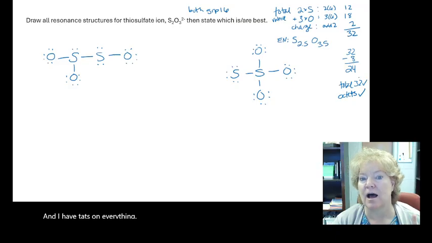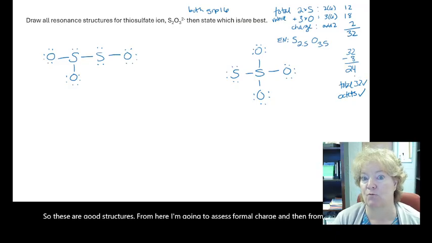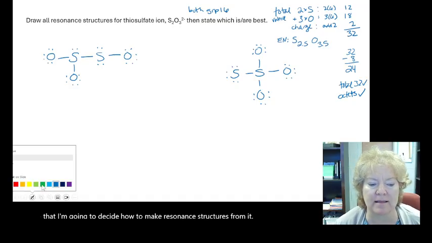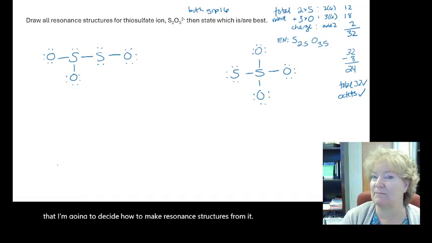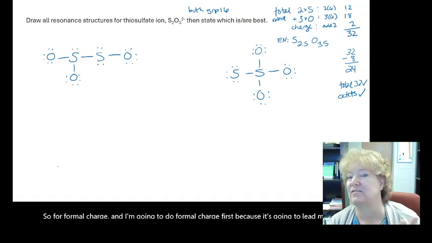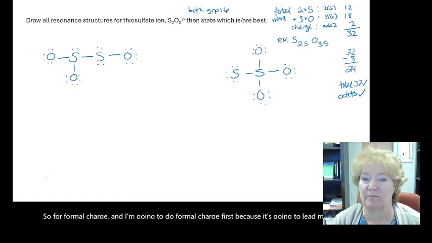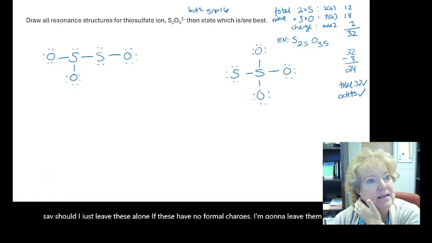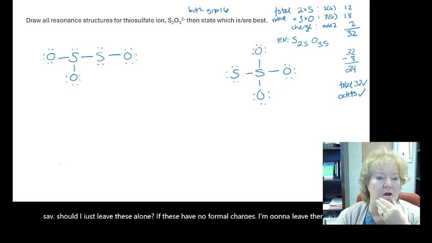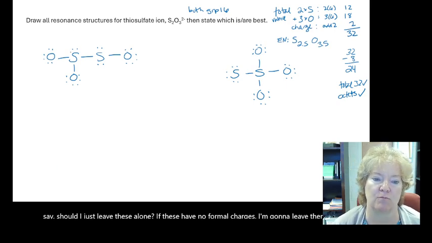From here, I'm going to assess formal charge, and then from that, I'm going to decide how to make resonance structures from it. I'm going to do formal charge first because it's going to lead me to say, should I just leave these alone? If these have no formal charges, I'm going to leave them alone. If not, I can start making resonance structures, more Lewis structures.